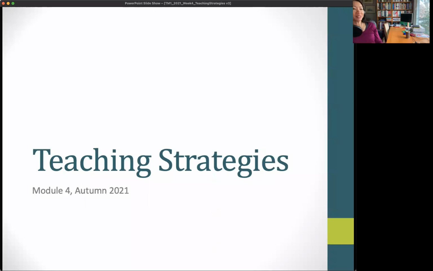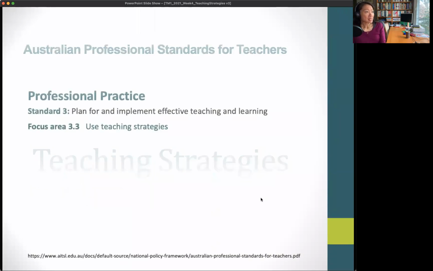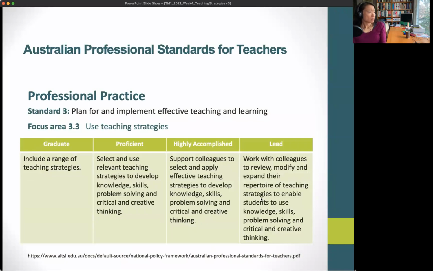So, hi everyone, we're George and Pauline, and at UTS, we coordinate the teaching method subjects for science and maths. And today we're going to be talking about teaching strategies and what this means for all of us in our different disciplines. So, George, why don't you talk to us about what you think a teaching strategy is?